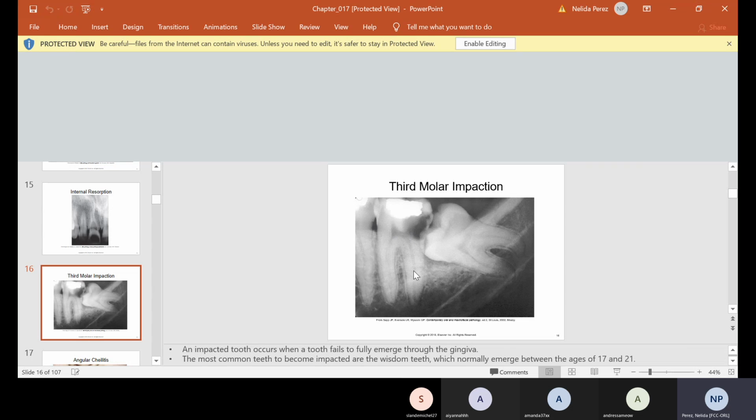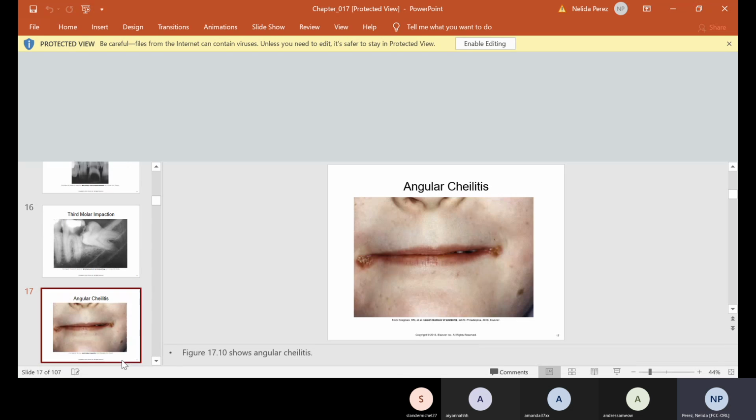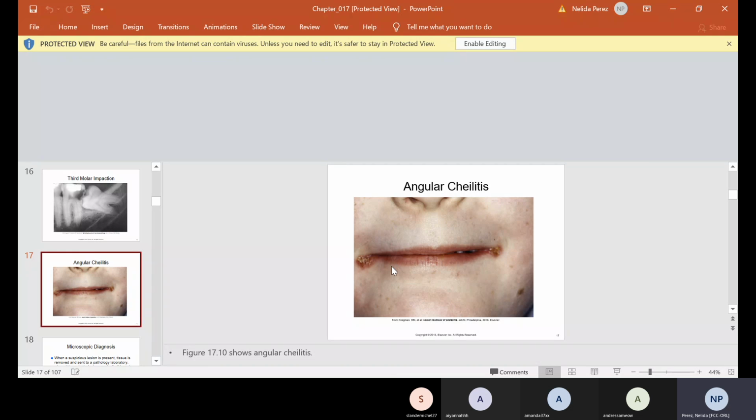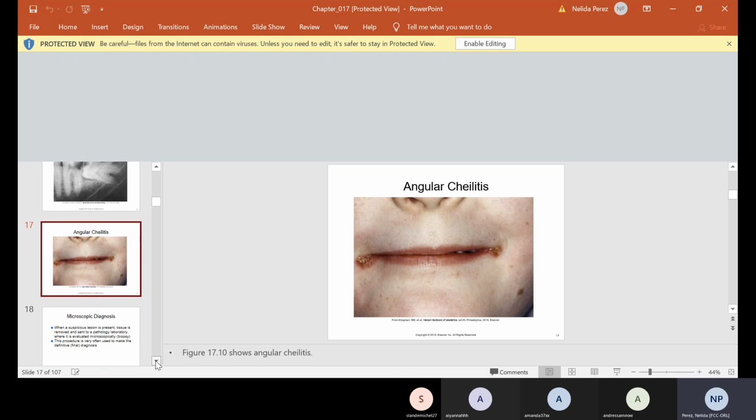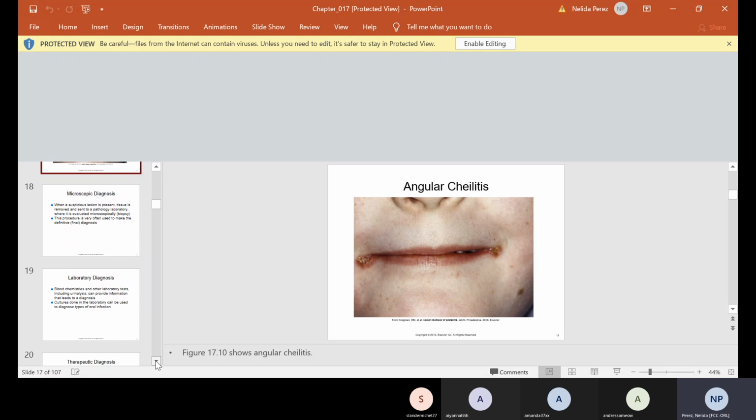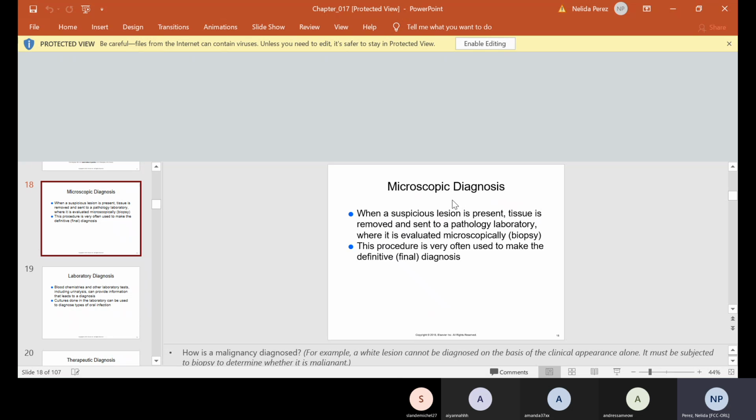Again, this is the chamber and this is the canal. So the cavity has already hit right here in the pulp. Now, this here is called angular cheilitis, okay? If you look at the corners of the lips, this is usually a deficiency of vitamin B. We'll talk a little more about that later, but these are things that you might see in the dental office.